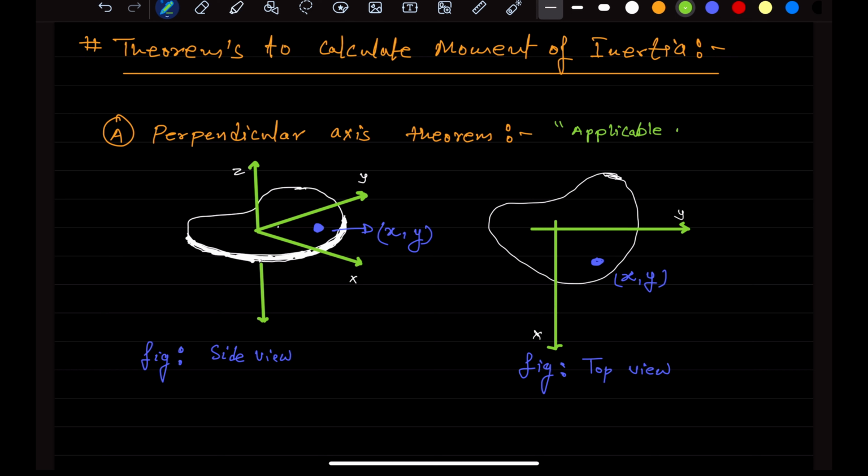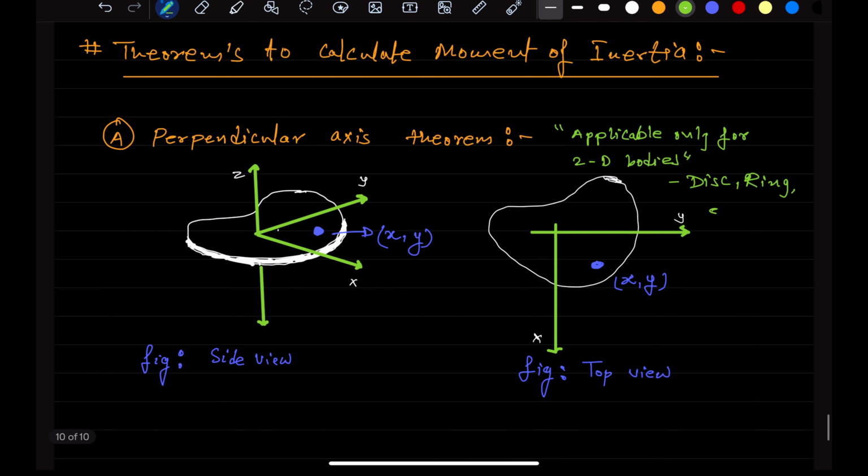Only for 2D bodies or the planar bodies. For example, we can apply it for the disc, for the ring, for a rectangular sheet, etc. Right? Okay. Now let's discuss the derivation of this perpendicular axis theorem, and then we will write down the statement of this theorem and the equation of this theorem.